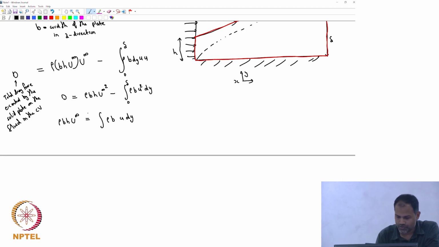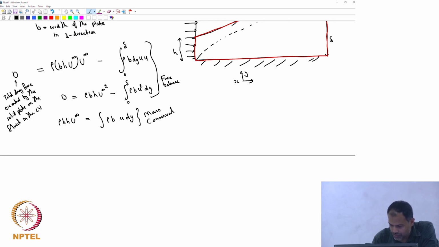So remember, this is my force balance. This is my conservation of mass. Any doubts on the equations?